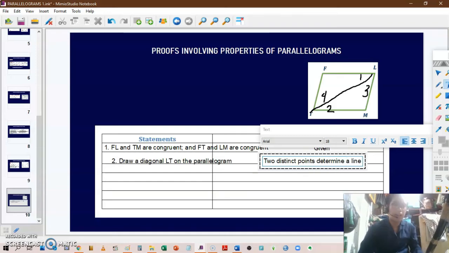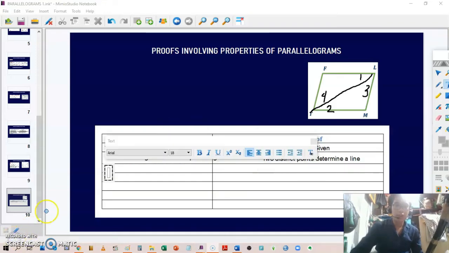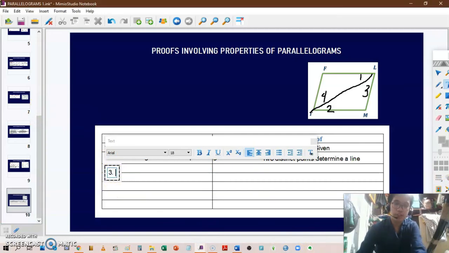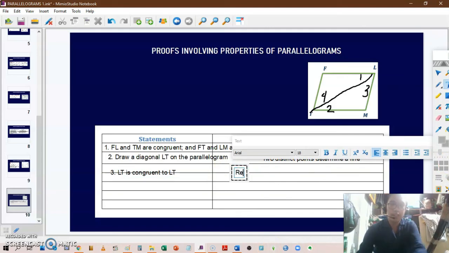The reason for that is that two distinct points determine a line. For the third statement, we can say that LT is congruent to LT. Of course, the reason for that is the reflexive property of congruence.